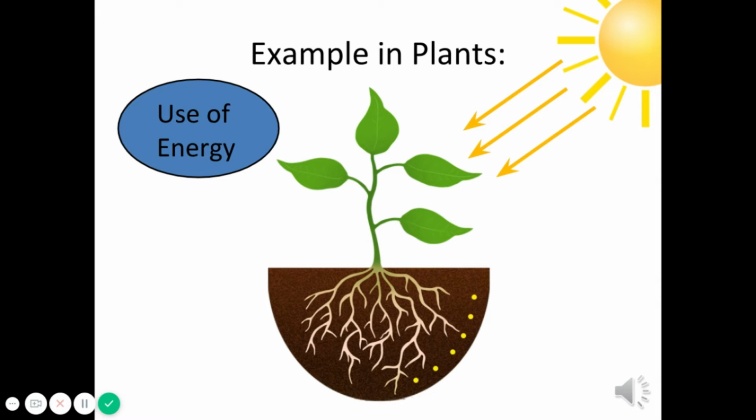And finally, one of the easier ones, use of energy for a plant. The plant uses energy from the sun to make sugar, and then it can use that sugar to get energy for all its cells inside the plant.